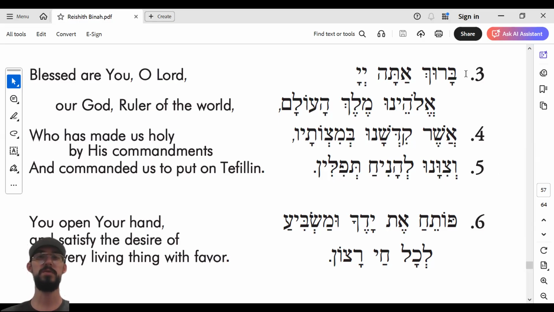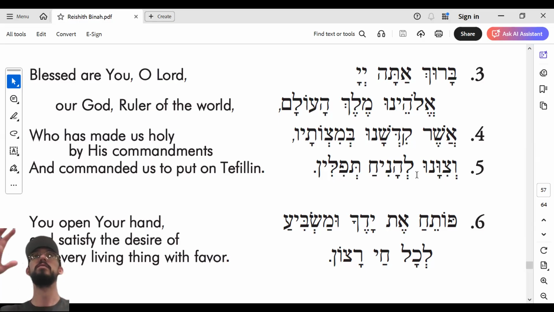So all of this together is the blessing over the placing of the tefillin, right? Baruch Atah Adonai Eloheinu melech haolam asher kiddushanu b'mitzvotav v'tzivanu. By the way, up until v'tzivanu is a very common formula of blessing something that is commanded of us to do, right?